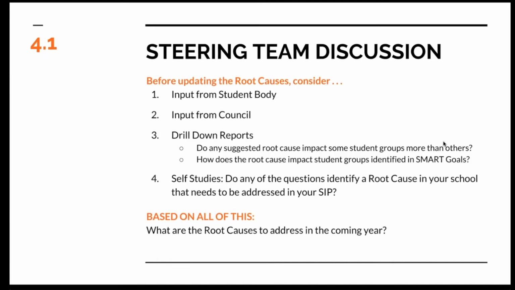If it doesn't fit, then reconsider it and make sure that you're where you want to be. And then with the self-studies, do any of the questions identify a root cause in your school that needs to be addressed in your SIP? So, there again, those self-studies are not just to get them over with. They do have good information. And then based on all of this, what are the root causes to address in the coming year? What really matters? What is going to move that data better than anything else you can think of?